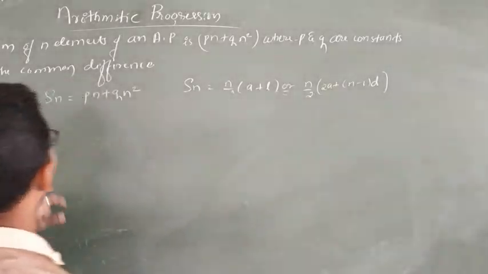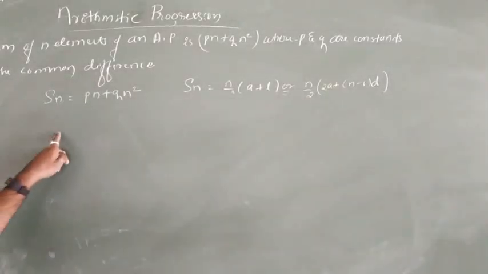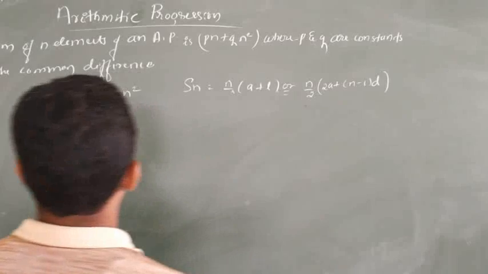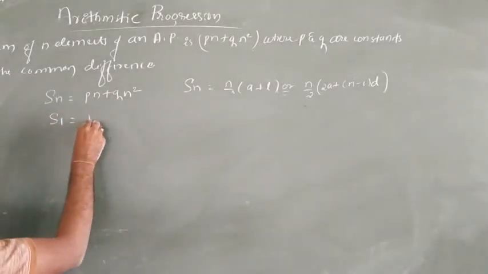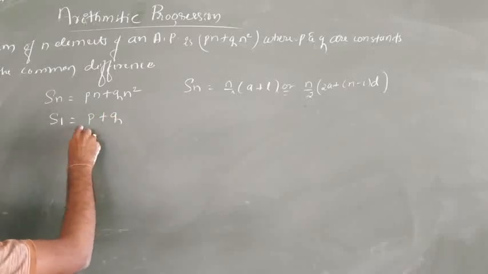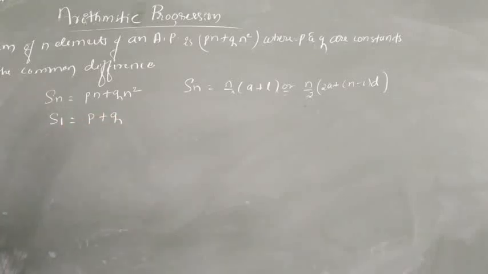So it is not needed inside this, because Sn is already given. Sn means this, that is n by 2. Okay. Then the first element is what? That is S1 is equal to what? That is P plus Q. Instead of n you have to substitute 1. Okay. So this is the first element.